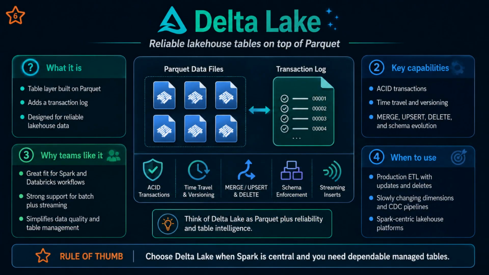Now let us talk about Delta Lake. Delta Lake is a reliable table layer built on top of Parquet. It serves as a powerful solution for managing large-scale data in a structured and efficient way. A simple way to understand it is, Delta Lake equals Parquet data files plus a transaction log. This combination allows for more advanced features that are essential in modern data processing environments. In the center of the slide, you can see Parquet files on the left and the transaction log on the right.